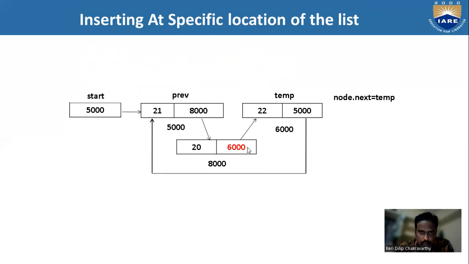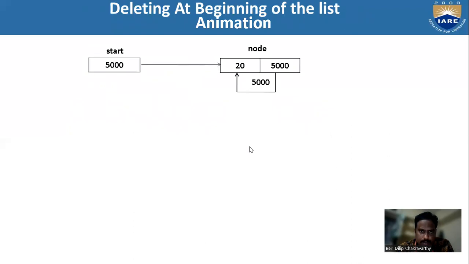Okay, so this is the final thing. The final diagram looks like this. So that is about insertion at beginning, insertion at end, and insertion at a given position.